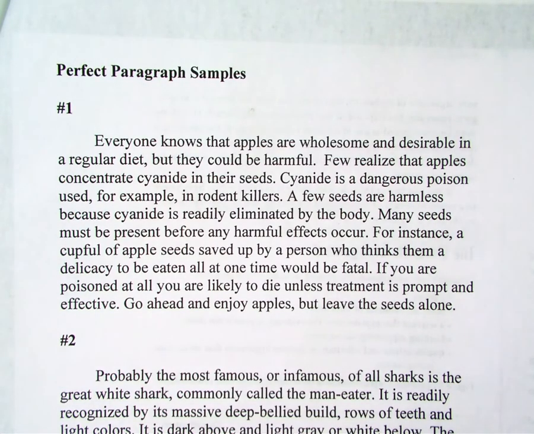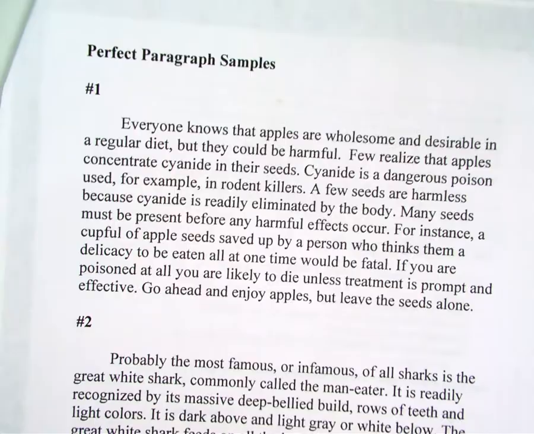If we look at the first section, it says, everyone knows that apples are wholesome and desirable in a regular diet, but they could be harmful. Which one would this be? Would this be considered a topic sentence, a supporting detail, an elaboration, or a closing sentence? This would be your topic sentence. This tells you exactly what the paragraph is about. So I'm going to mark this topic sentence in blue.